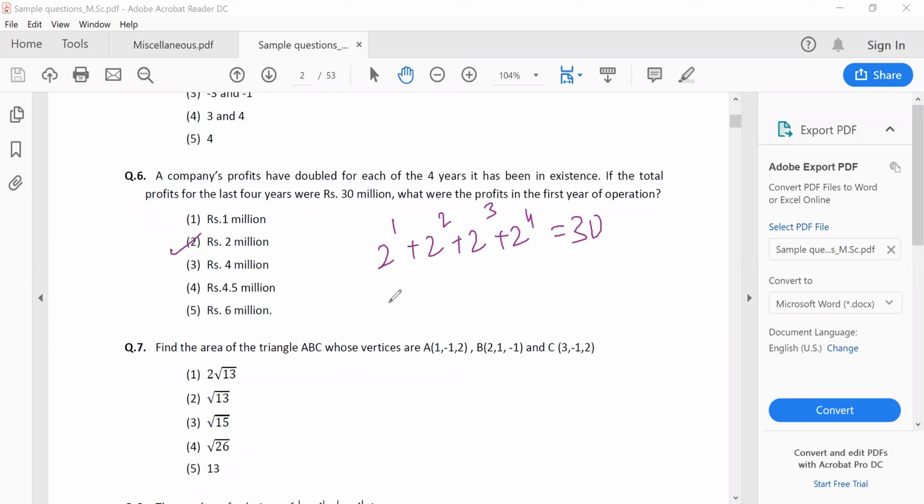x plus x square plus x cube, x plus 2x, x plus 4x, x plus 8x. It's 30. I got 30, so x is equal to 2.